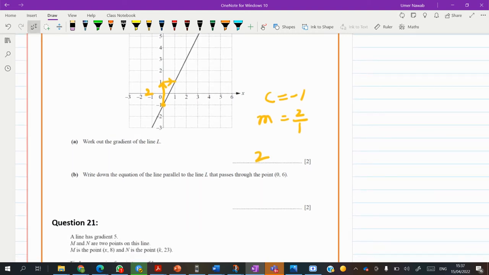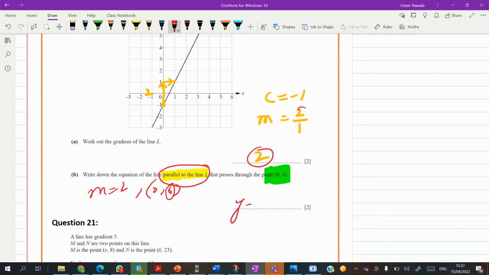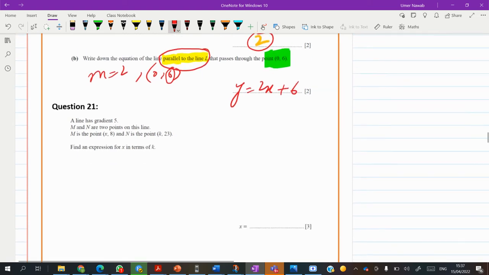Now, parallel line. This one, first time in solving the sheet, a parallel line came to us. If two lines are parallel, their gradients will be the same. He said there is another line which is passing through (0, 6). If it is parallel to the line L, you pick the same gradient. So m is equal to 2 and it is passing through (0, 6). I can say directly my c is 6. So y equals 2x plus 6.